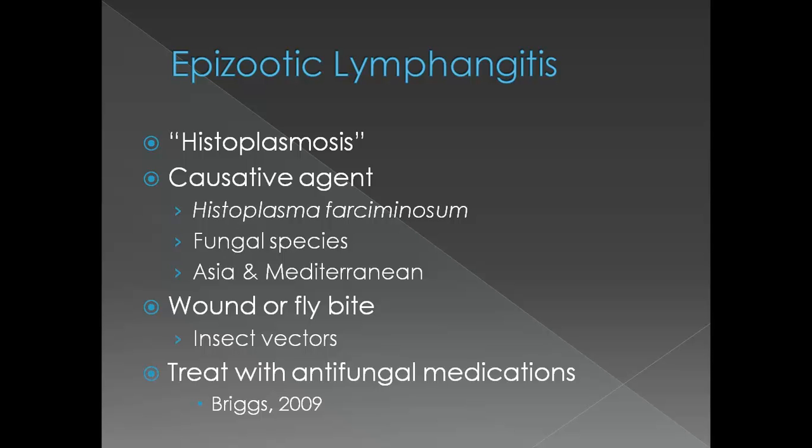According to Briggs' article in the Canadian Horse Health Annual Journal in 2009, this type of lymphangitis can be contracted through either a wound or from fly vectors carrying the fungus. Epizootic lymphangitis presents similar symptoms, and lameness should be treated with antifungal medications. It may also be beneficial to remove infected lymph nodes to properly rid the horse of the histoplasmosis infection.